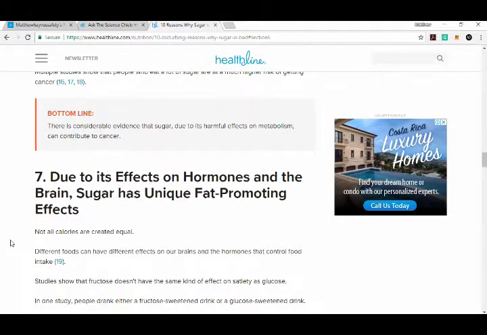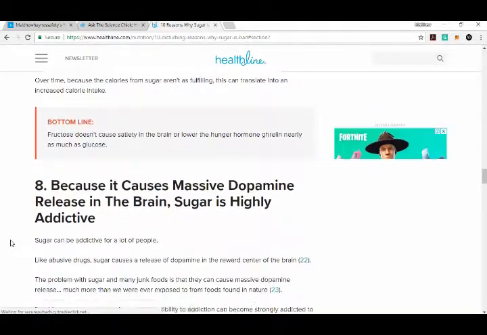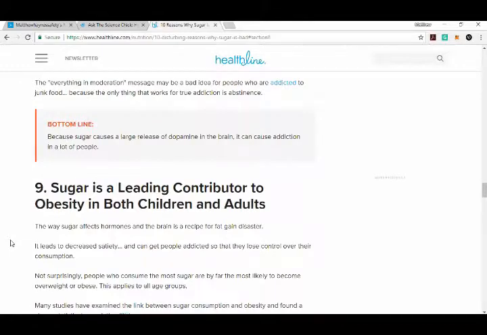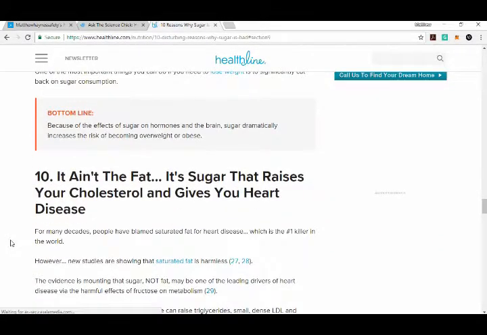So due to its effects on hormones in the brain, sugar has unique fat-promoting effects, as we kind of spoke about. It increases your insulin, which means you store more of the food as fat. Because it causes a massive dopamine release, sugar is highly addictive, and that's something we all know. And it's also, of course, the leading contributor to obesity in both children and adults, right?